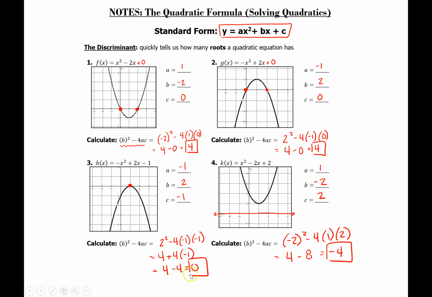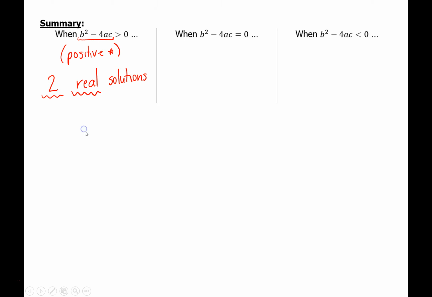Let's look at number 3, where the discriminant was equal to 0. In number 3, with the discriminant of 0, how many solutions were there? There's only 1 x-intercept. That means there is 1 real solution when the discriminant is equal to 0. 1 tells us the quantity of x-intercepts. Real tells us that it is indeed crossing the x-axis.